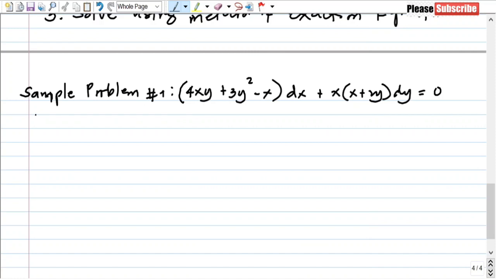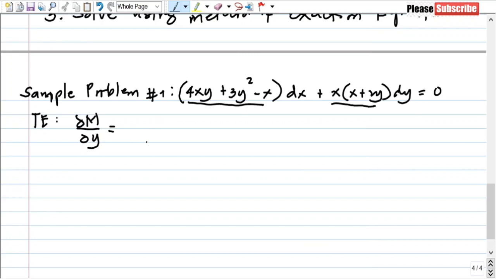Paano nga yung test for exactness ulit? So, test for exactness, TE. Sabihin na lang natin TE, test for exactness. Yan. So, paano yun? Partial derivative of M with respect to y is equal to what? Ito yung M natin, this one, at saka ito yung ating N.